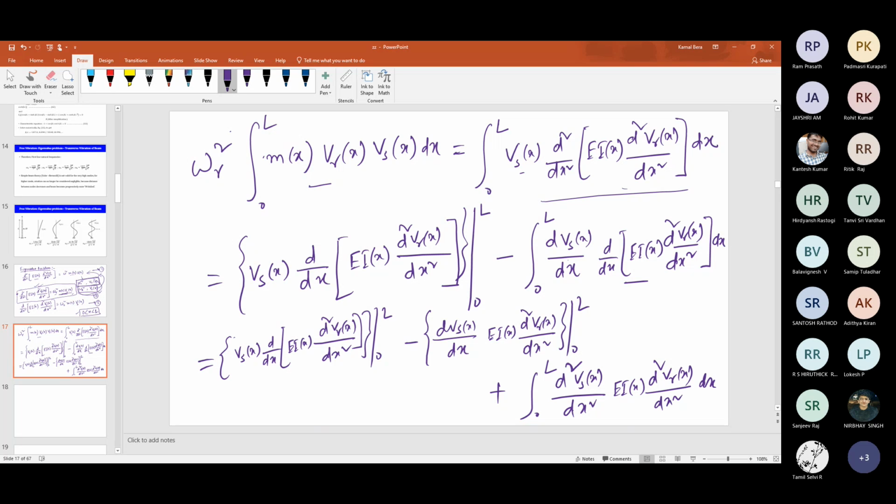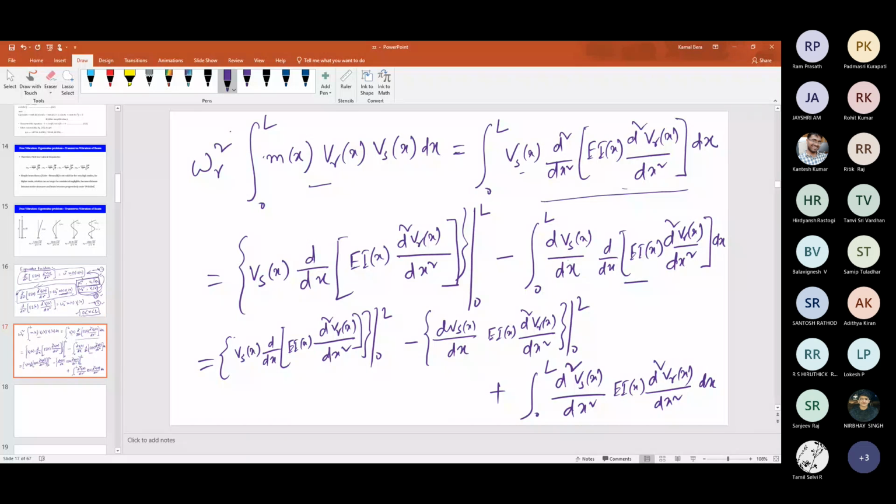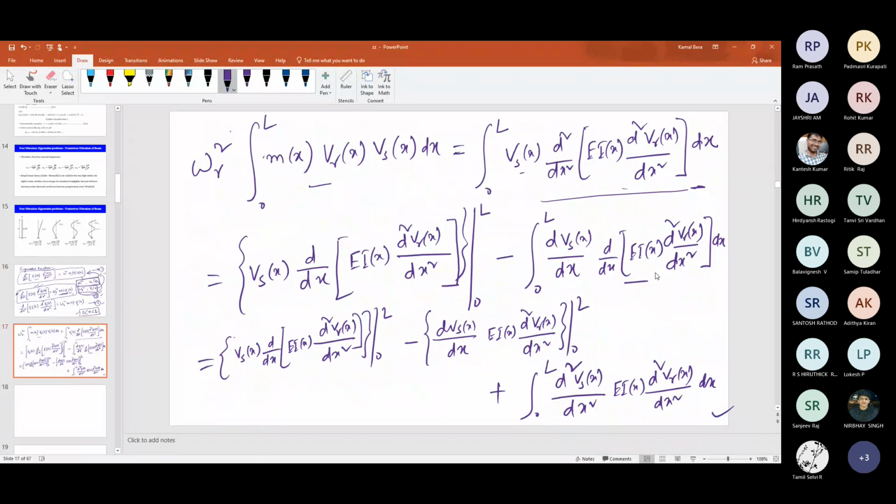Any issue by anybody? Integrating by parts twice. So this is my original equation, satisfying this eigenvalue problem, which is already well known to you. I am satisfying two sets of eigenpairs, omega r square Vr(x) and omega s square Vs(x), so I can get equation 2 and equation 3. Now I am taking equation 2, multiplying by Vs(x), integrating over the domain 0 to L and doing the by parts integration. So I have got it. Does anybody have any difficulty starting from equation 1 to here? Please let me know.